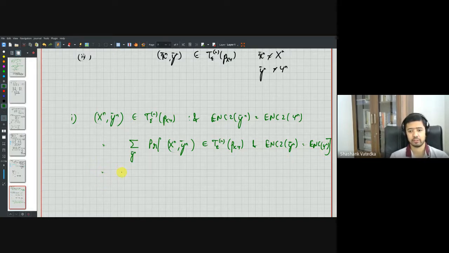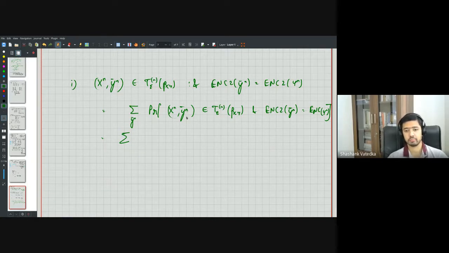Correct? Okay, so this is what is actually happening. What is the probability that some particular yn is mapped to the same code word as yn bar, a given yn bar? That is what we're interested in, and we're summing over all possible yn bar which are jointly typical with respect to xn.